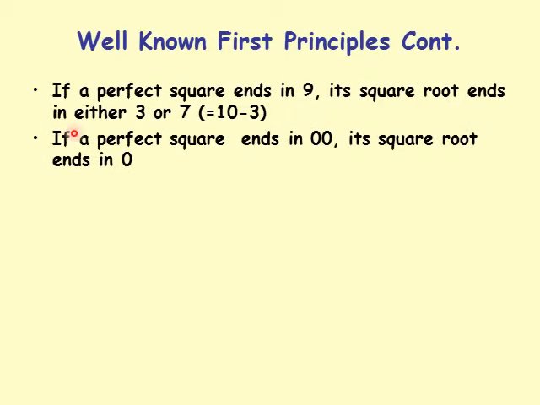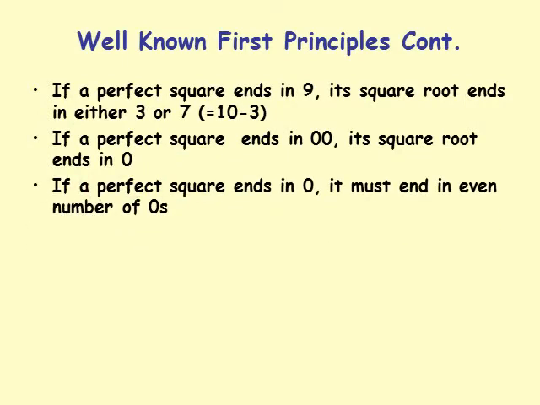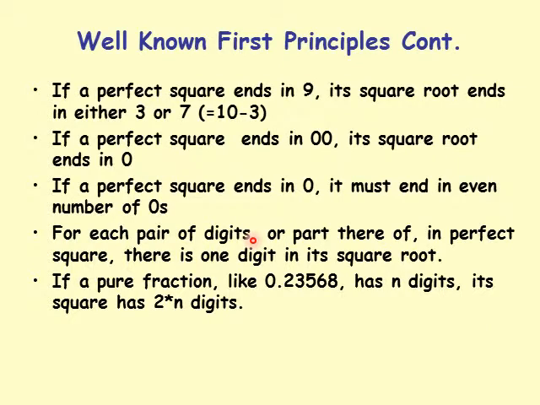If a perfect square ends in 2 zeros, its square root ends in a 0. If a perfect square ends in 0, it must end in an even number of zeros. For each pair of digits or part thereof in a perfect square, there is one digit in the square root. If a pure fraction like 0.23568 has n digits, its square has 2 times n digits.